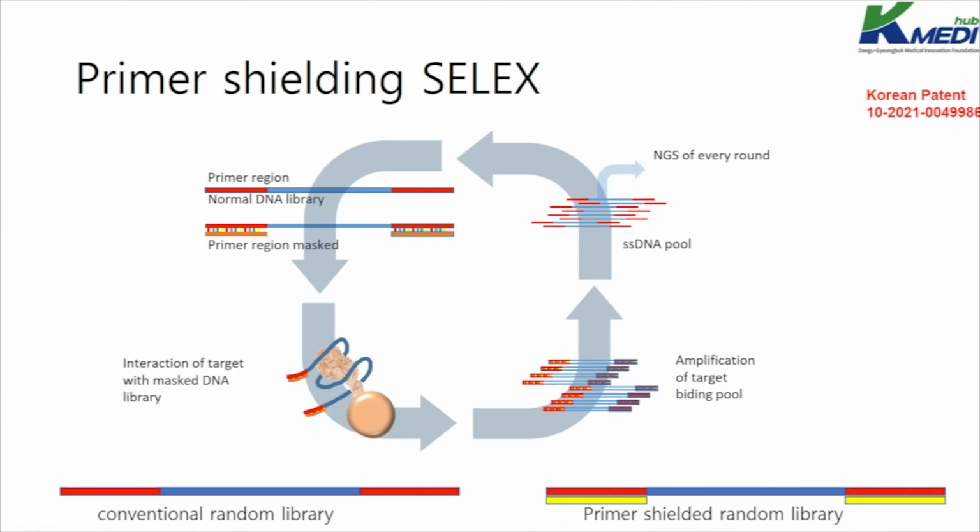So the shielded library was incubated with this target. Then this exposed part is working to make this structure. But this primer region, which is shielded, can be used for amplification. And after finishing this process, this whole sequence was sequenced, and this random part can be only synthesized and used. This is the strategy to make short sequence.